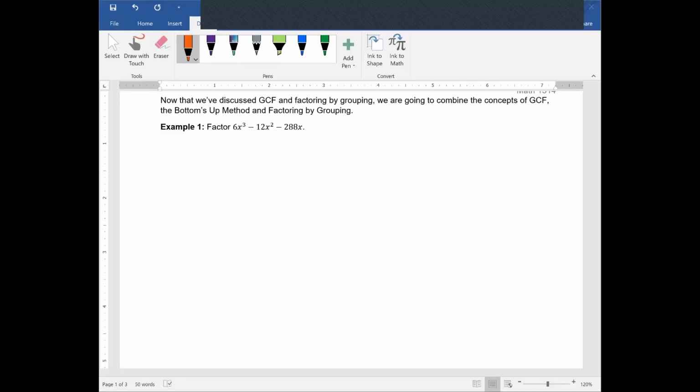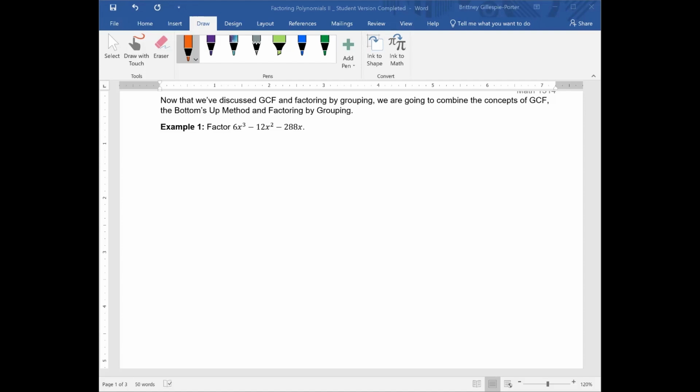Okay, now that we've talked about both the bottoms-up method and finding a GCF and factoring out the GCF, remember GCF is greatest common factor. We're going to start combining these. So from this point forward, whenever you're asked to factor, the first thing you need to look for is a GCF. So let's look at our first example.